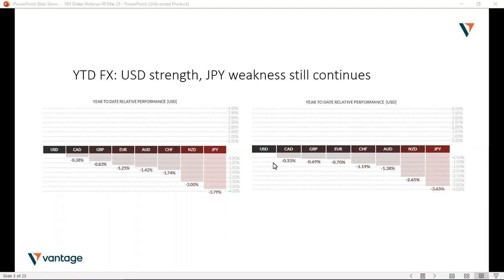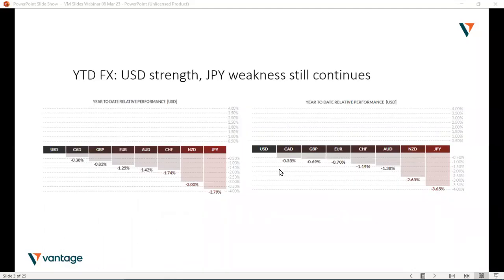So the dollar still assuming its throne, if you like, king dollar, whereas certainly the yen has brought slightly something back, as well as the Kiwi dollar, you can see, but still struggling as the weakest performer of the major currencies.